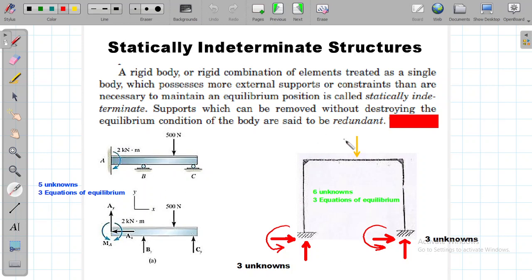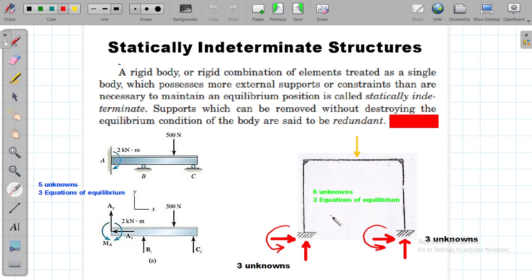If you look at this frame, there is a load over here. It is fixed here and fixed here. A fixed support will give you 3 reactions, 1, 2, 3, and this fixed support will also give you 3 reactions, 1, 2, 3. So 3 plus 3 is 6 unknowns. And in 2D, how many equations of equilibrium do you have? Three. So again, this is a statically indeterminate frame or structure, whatever you want to call it.